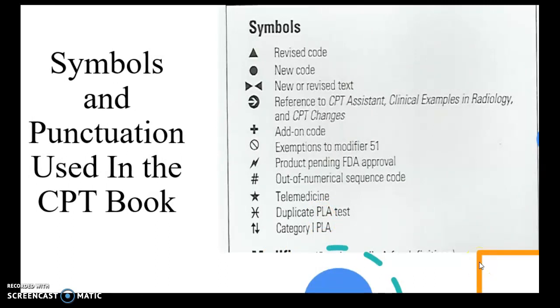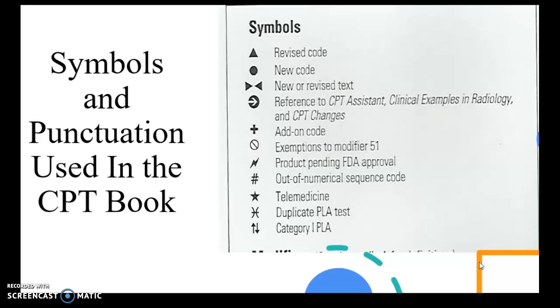These are the symbols and punctuation used in the CPT book. As you see, we have the symbols on the right side here. The symbols are color-coded. The revised code symbol is blue. The new code symbol is red. The contain new or revised text symbol is green.